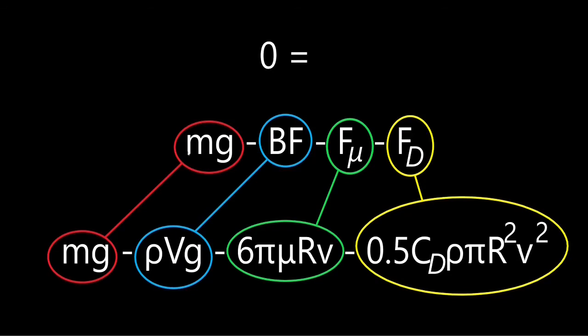Here you see the analogies and the correspondences. The weight force being mass times gravity, the buoyancy force, density of the fluid times its volume times gravity, the viscosity force, which is 6 times pi times the viscosity times the radius times the velocity, and the force caused by the drag, which is 0.5 times the drag coefficient times the density of the fluid times pi times the radius to the power of 2 times the velocity to the power of 2.